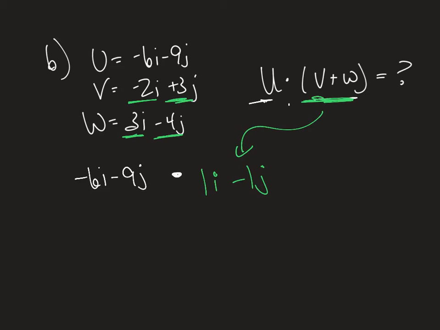And of course, the dot product then is I take the a's, which are the i components, the numbers that go with the i, so negative 6 times a 1 plus negative 9 times a negative 1. And so I get a negative 6 plus a 9, right? And so then ultimately I get an answer of 3.